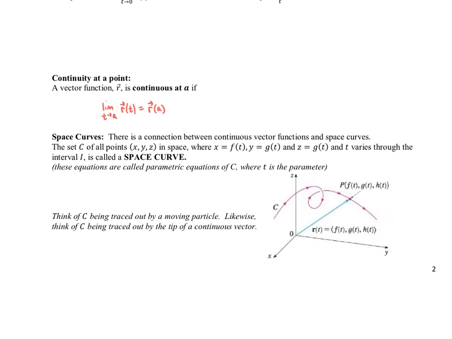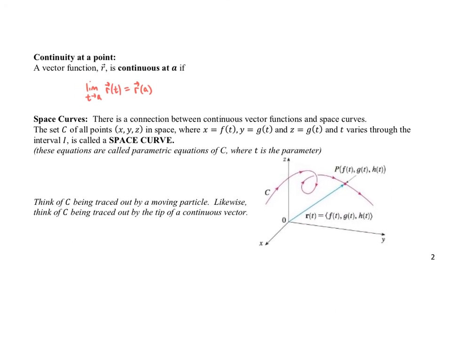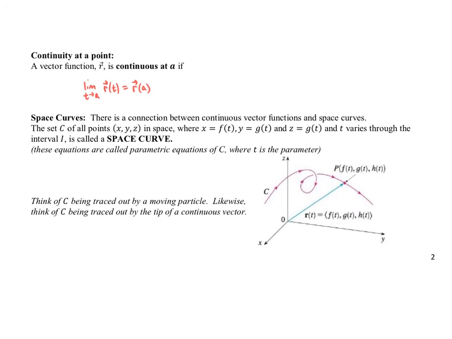Now, with that idea of continuity, the definition of a space curve is a connection between continuous vector functions and the idea of the vector equations that we started with in chapter 9, where we started with lines and being able to write that equation in terms of t. So when we're looking at these space curves, it's more of a generalization of lines and other curves through space that are defined by components such as f of t, g of t, and h of t.